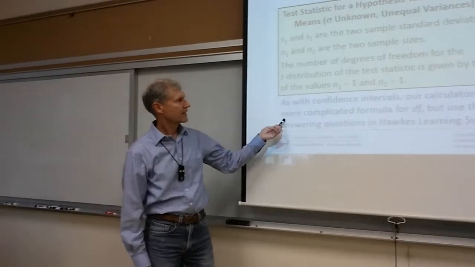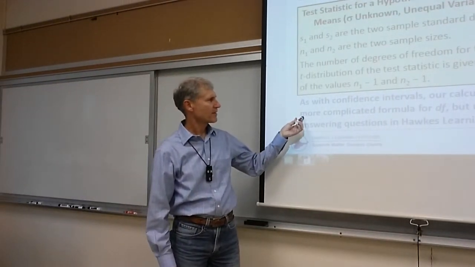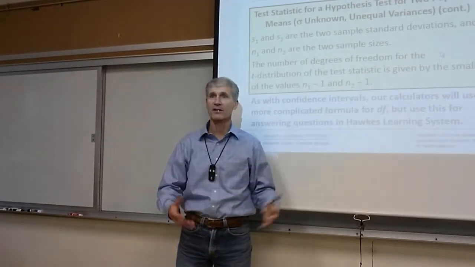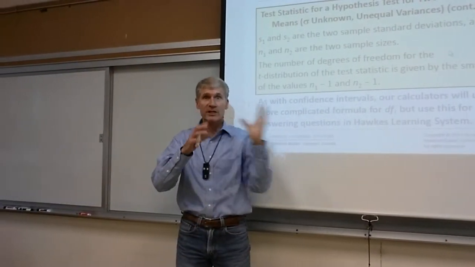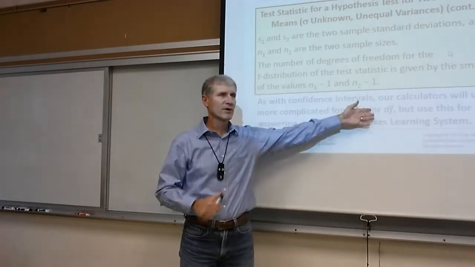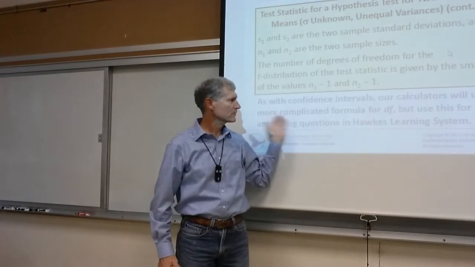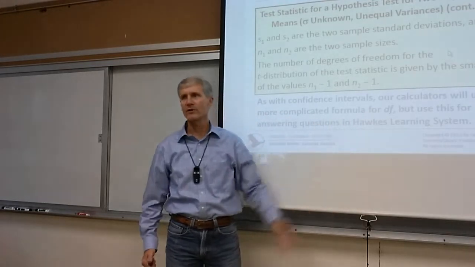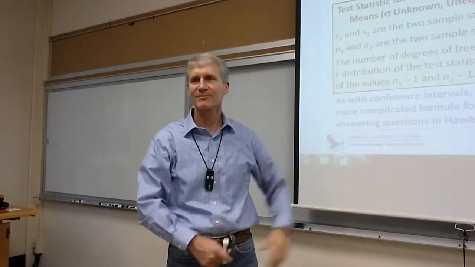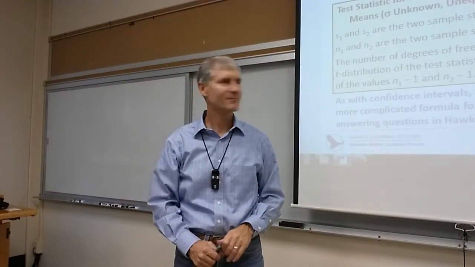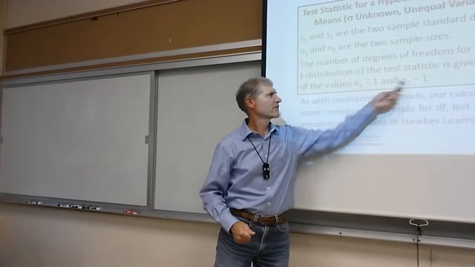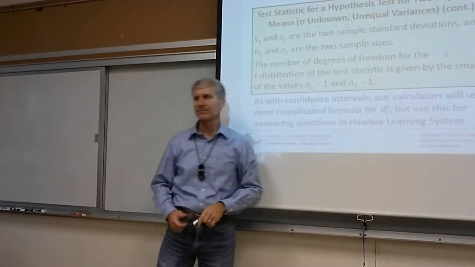So, I said before that we use a more complicated formula for degrees of freedom from our calculator. And when you do the test in your calculator, it'll say degrees of freedom equals some number, and it won't even be an integer. They're using a complicated formula. I don't care if you know that formula or not. If you want to know it, it's in the margin of one of the pages in your book. There you go. But use the minimum if Hawks asks you for the degrees of freedom.